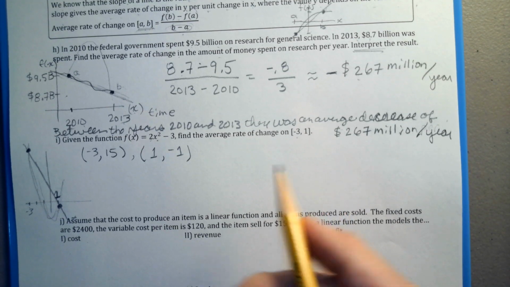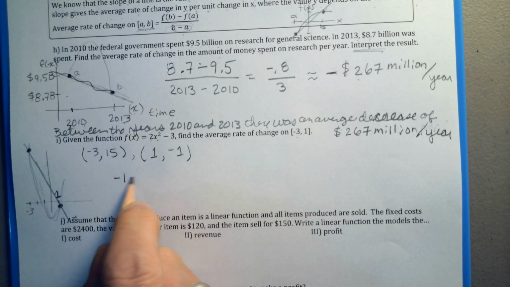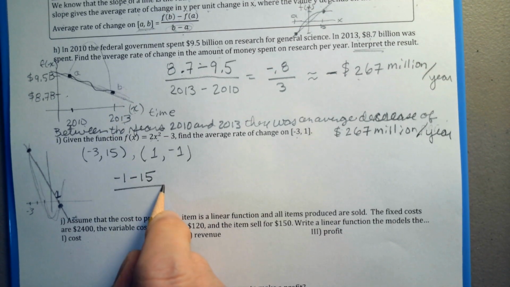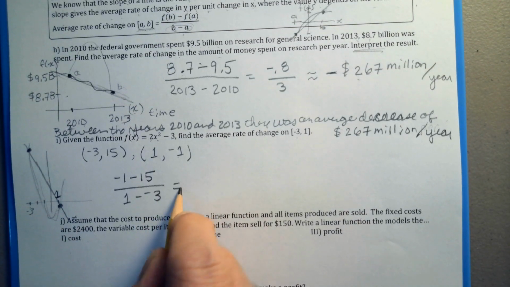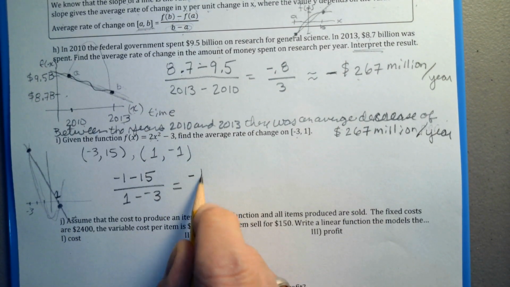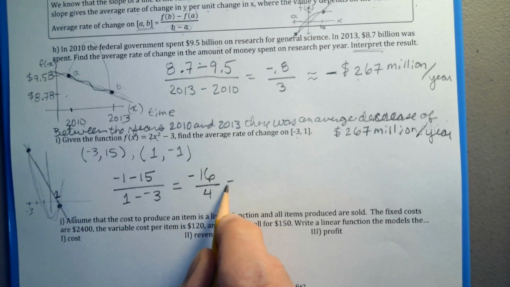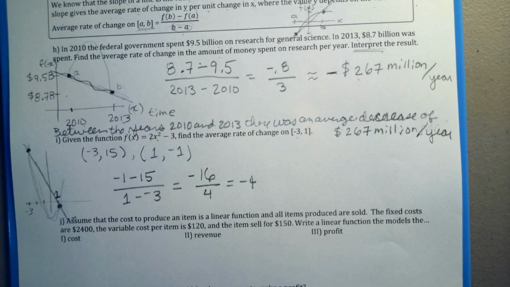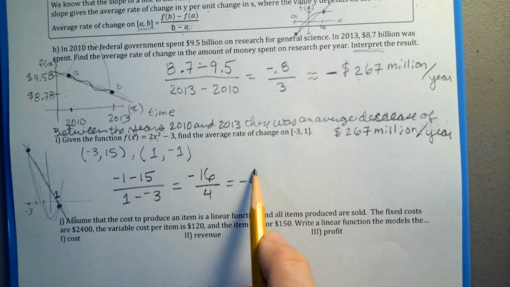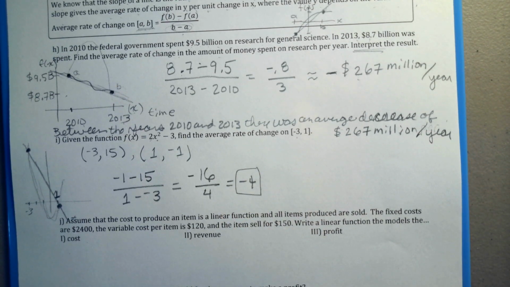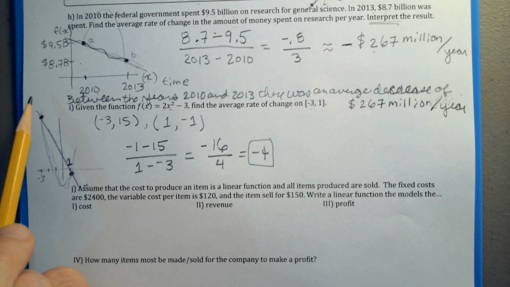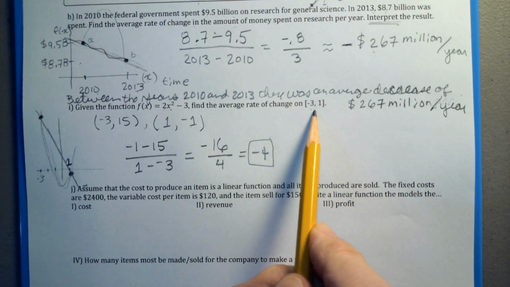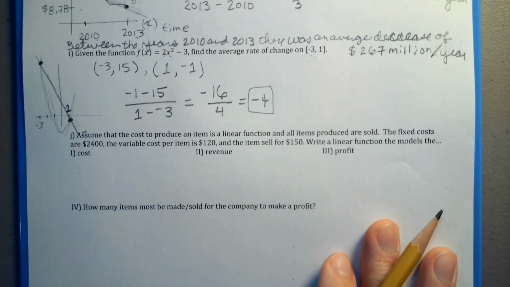So we end up with negative 1 minus 15 over, if I started with this, I got to start with this, 1 minus a negative 3. And so that's negative 16 over 4 or -4. All right, so the average rate of change would be -4. Basically, we're asking what's the slope, right? I mean, it's a more sophisticated way of asking, like, what's the slope of the line that would go through the 2 points with these x coordinates? Okay. Let's go on to J then.